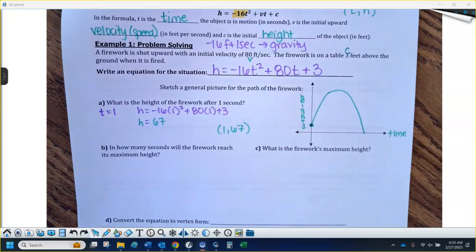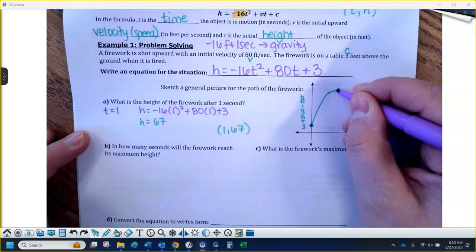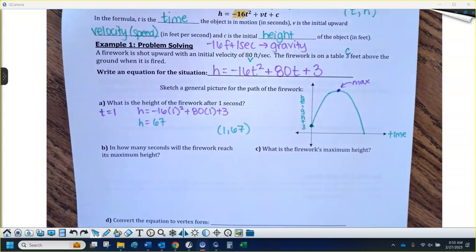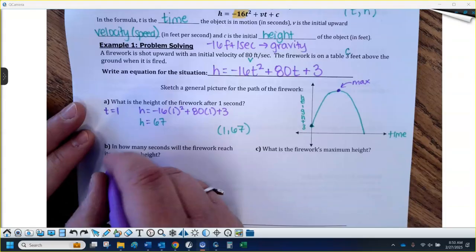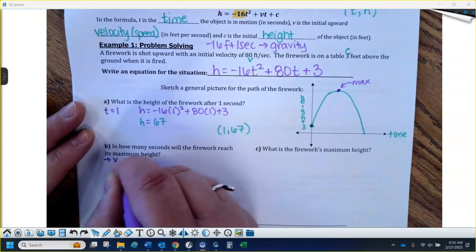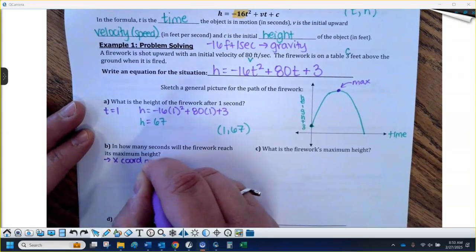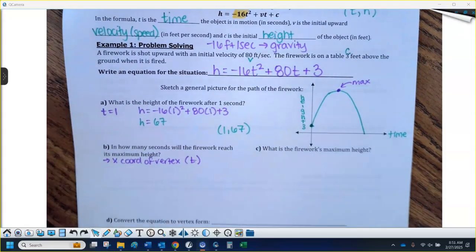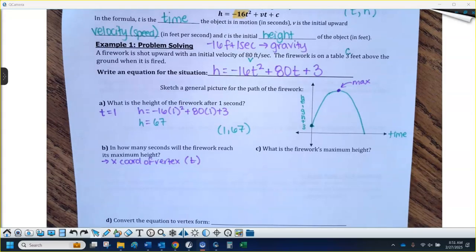Vertex, right? Okay, so maximum, that's the maximum height that it's going to reach. The x coordinate, or in this case, the t coordinate of that point will be the time that it takes to reach that point. So it says, in how many seconds will the firework reach the maximum height? This is just the x coordinate of the vertex, which is actually t in this particular problem, the way that formula is set up.